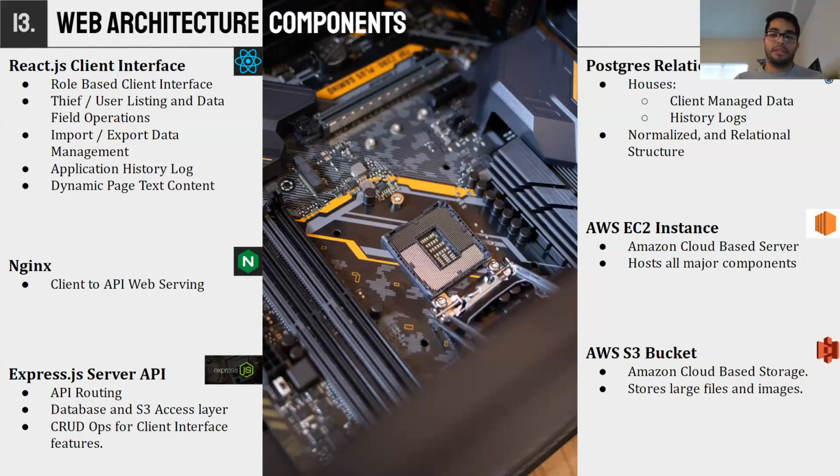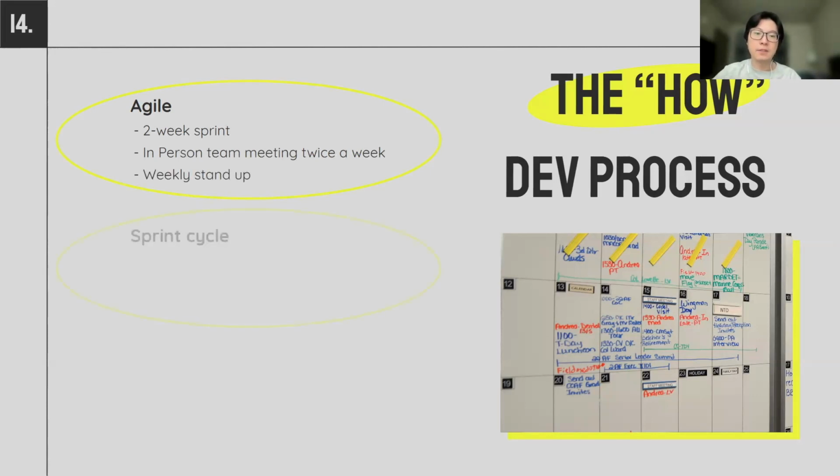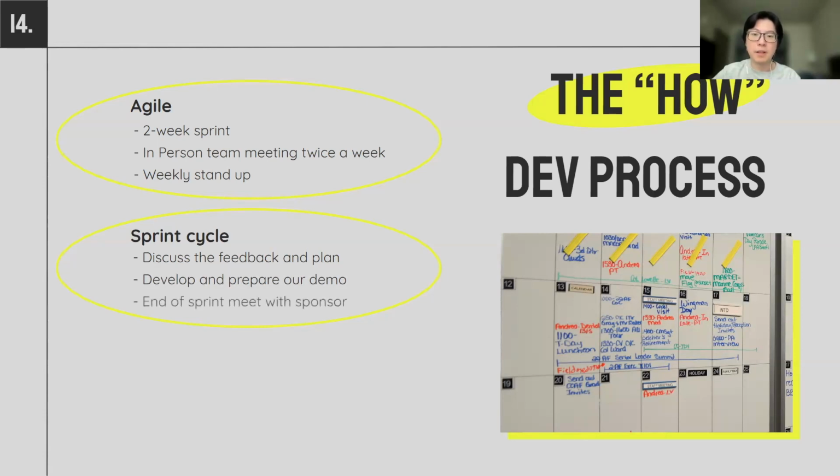Now we'll get into the development process. Our development process follows the Agile methodology. We have 2-week sprints. We meet in person twice a week, and we have weekly stand-up where we can check in with our progress. Within our sprint cycle, we will initially discuss our previous sprint's feedback from our sponsor to prioritize our upcoming tests accordingly. At the end of the sprint, we review our new features within our team before deploying the code to the EC2 instance. We will then meet with the sponsor to demo our updated version of the code base.